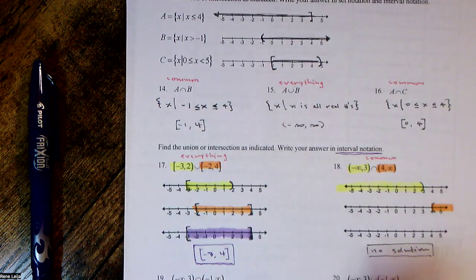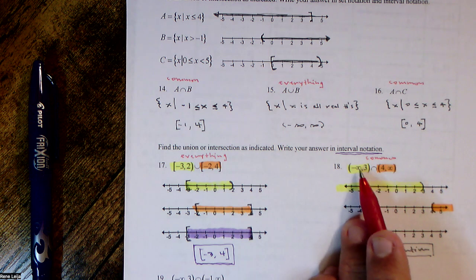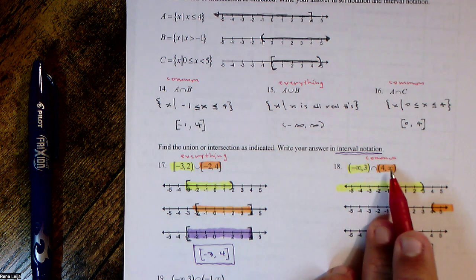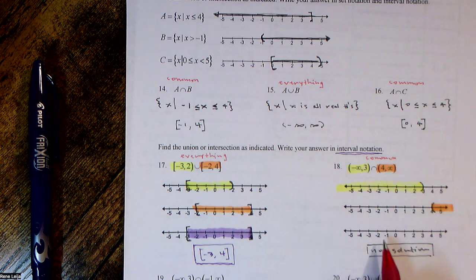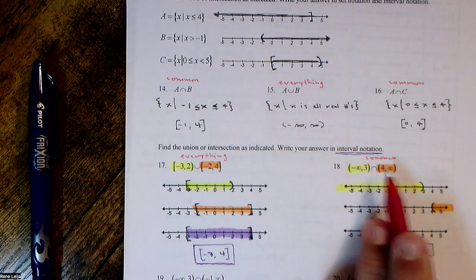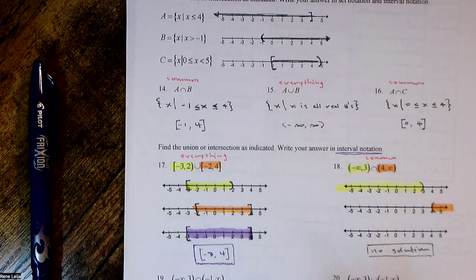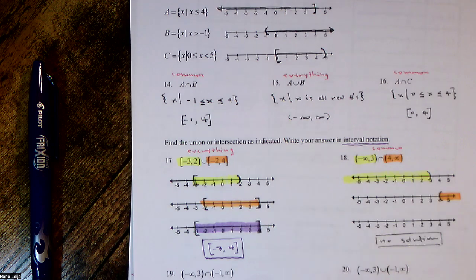So if I were to pick a number, let's say -2, the intersection says it has to work in this set and in this set. So if I were to choose -2, well, -2 is in this set, but it's not in this set because this set starts at 4. So it doesn't work here and here. It only works for one. Okay, so that's why it's a no solution.